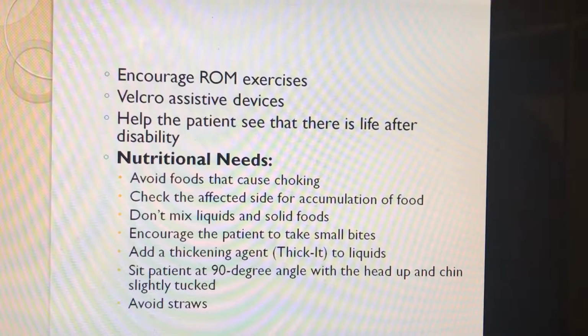So for their nutritional needs, you want to avoid foods that can cause choking. Check the affected side for accumulation of food. Don't mix liquids and solid foods together. Encourage the patient to take small bites. Add a thickening agent or thickener to liquids. Sit the patient at a 90-degree angle with the head up and the chin slightly tucked, and you want to avoid straws.